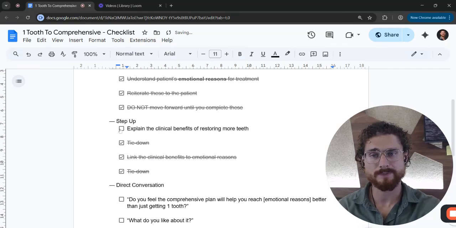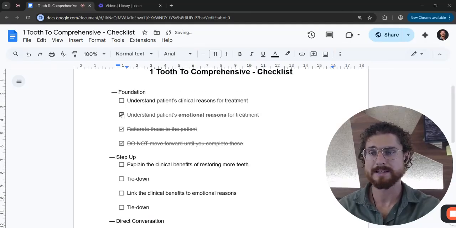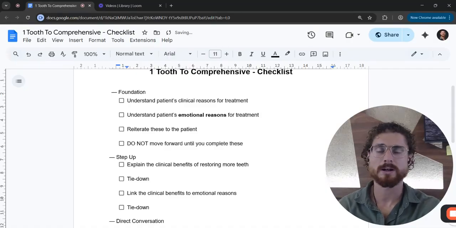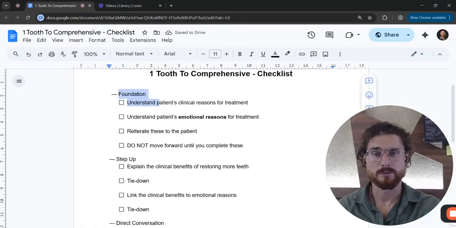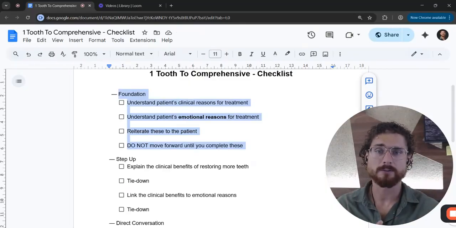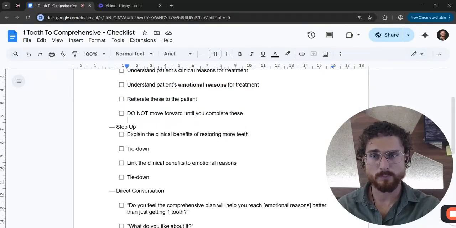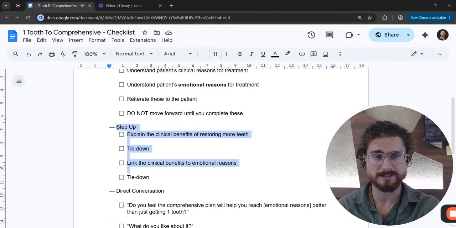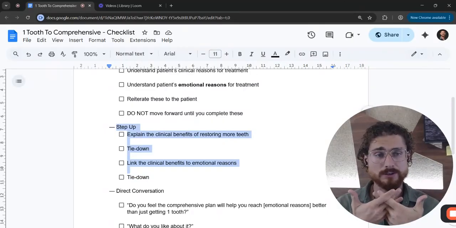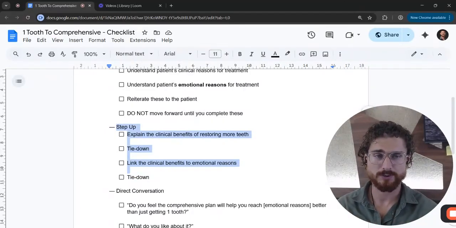We go from laying the foundation, which starts with whatever the patient came in for, be that hygiene, filling, teeth whitening, something simple. We get in sync with them on that, right? We understand their clinical reasons for wanting it. We understand their emotional reasons for wanting it. We then step up. We use those emotional reasons to logically link to a new possible treatment for this patient.